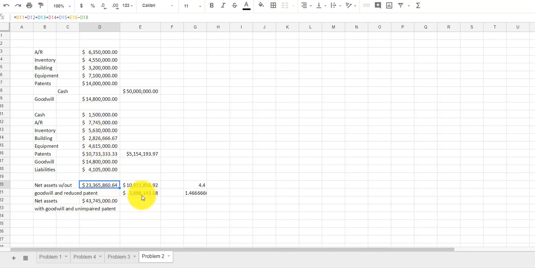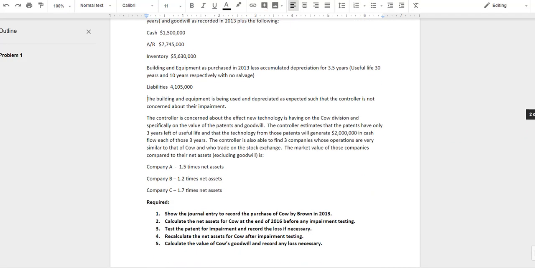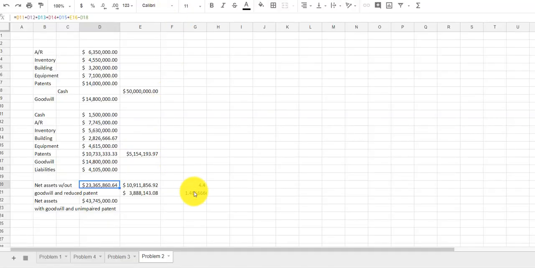We noted in our problem that other companies are trading or have a value that's more than their net assets. And if we average those 3 companies together, we get 1.47 or 1.466666, okay? When we look at that, we say, okay, then those companies are worth their net assets plus some extra amount, okay? Some extra amount. So that extra amount is 0.46.